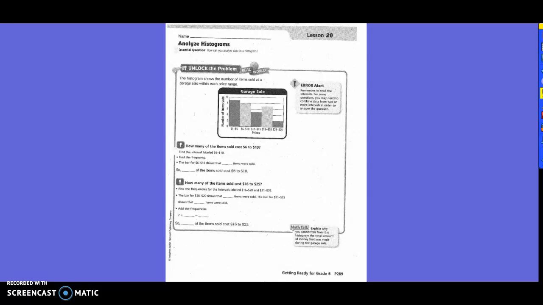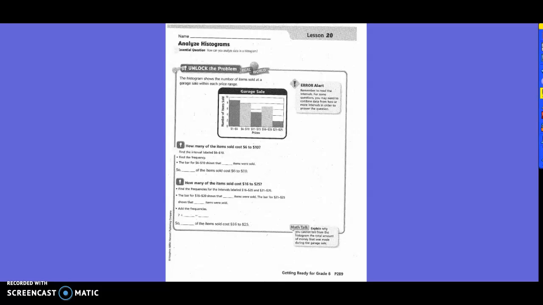However, you need to look at the error alert and remember to read the intervals. For some questions, you may need to combine data from two or more intervals in order to answer the question. So, the question is not necessarily just directly asking one thing. It might be asking for multiple things, so you have to make sure you read the questions very carefully.